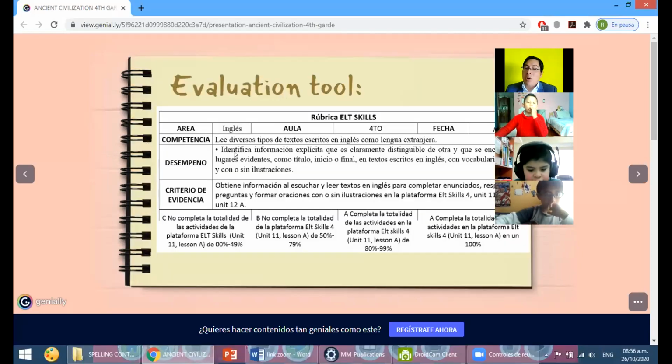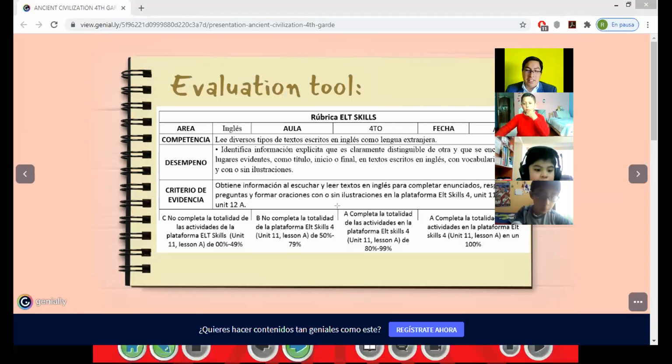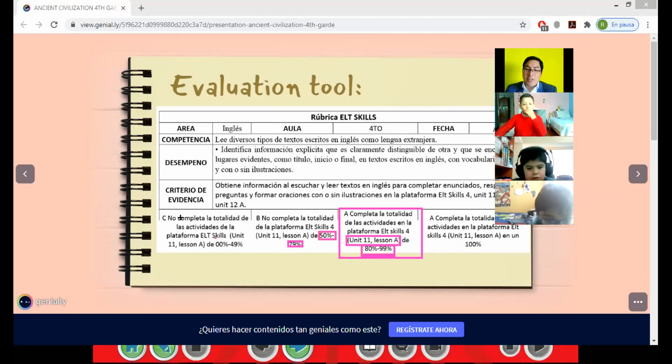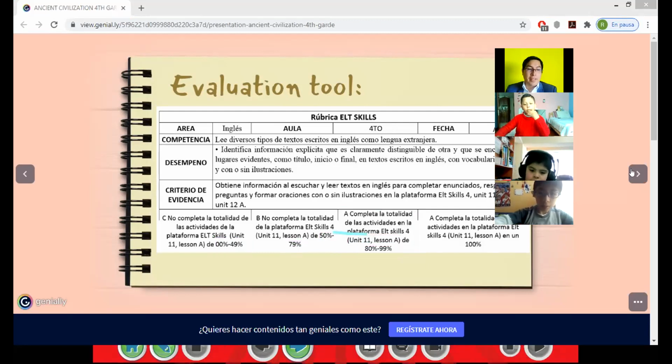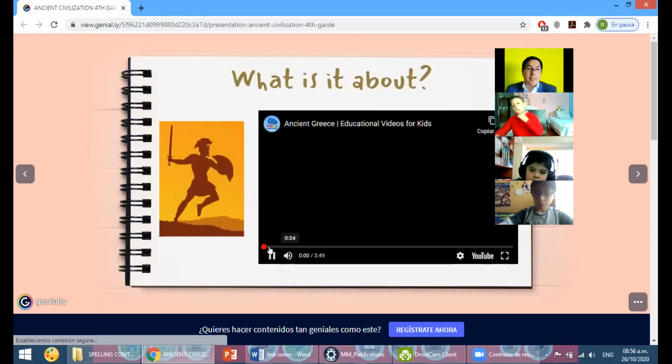Today, the teacher is going to evaluate with the platform. You are going to work on the activities in your platform, in unit 11, lesson A. It's important that you pay attention to the grades, because if you get fewer points, you get a different score. Be careful with this. The teacher is going to evaluate according to the platform. Okay, now let's start. Watch this video, please, and tell me what it is about.